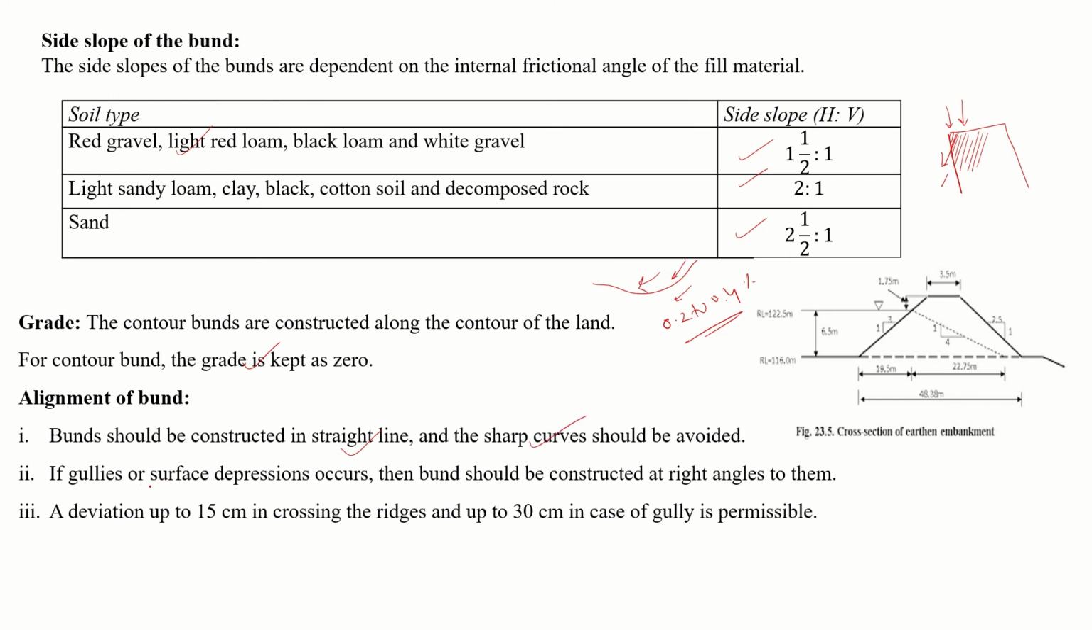If gullies or separate depressions occur, then the bund should be constructed at a right angle to them. Suppose here erosion is taking place and a gully has formed. Now the bund should be constructed across this gully. The bund can reduce the erosion, and water may overflow through these gullies. And the deviation is up to 15 centimeter in crossing the ridge and up to 30 centimeter in case of valley depression.